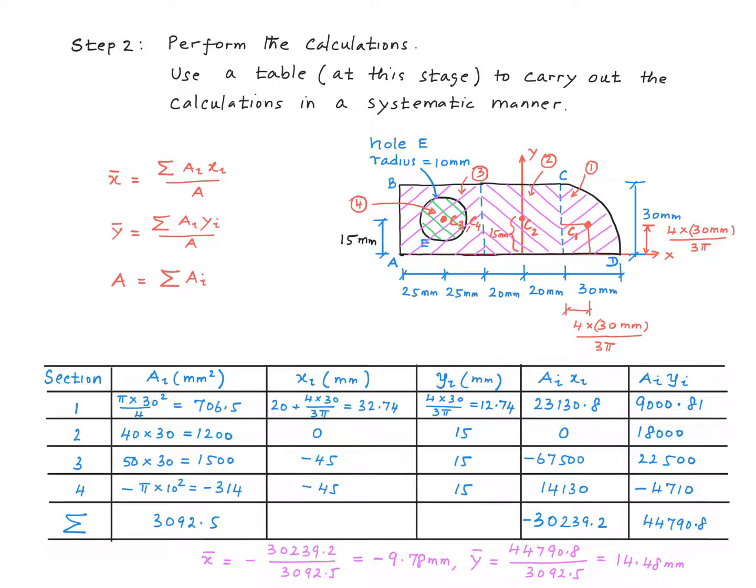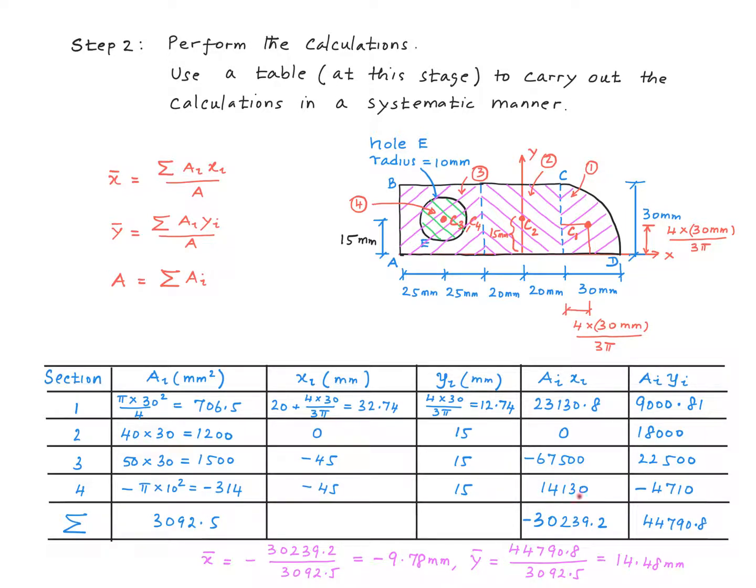Now you use your calculator to fill the remaining cells. For example, this number right here represents A1 multiplied by X1. So that will be 706.5 multiplied by 32.74. So that gives you this number. And this number right here represents A1 times Y1. So that will be 706.5 multiplied by 12.74. So you get 9,000.81 for that. And so on. You just pay attention to not only the numbers but also the signs.